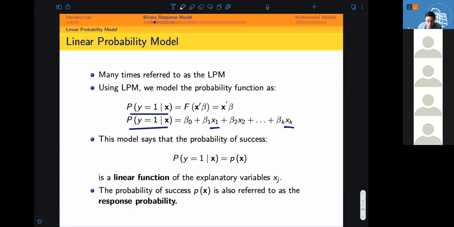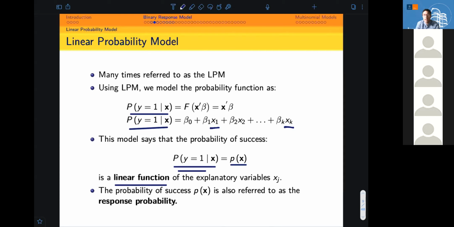So basically the model says that the probability of success, or the response probability, which could also be written as just p(x) for simplicity, is going to be a linear function of the explanatory variables xj. So it's very simple. It's a linear function of the explanatory variables.